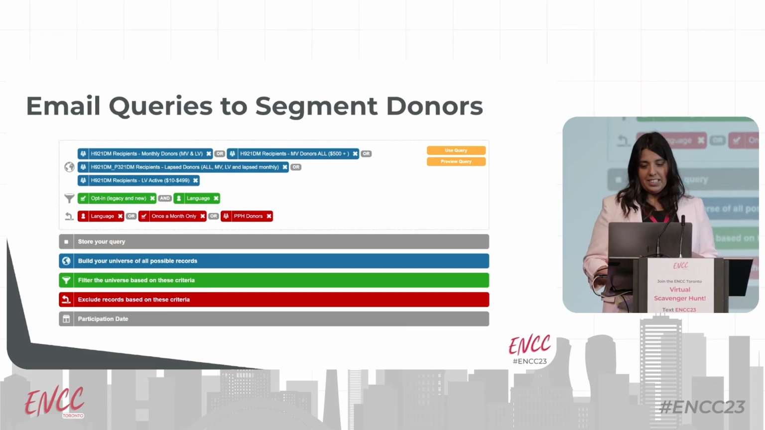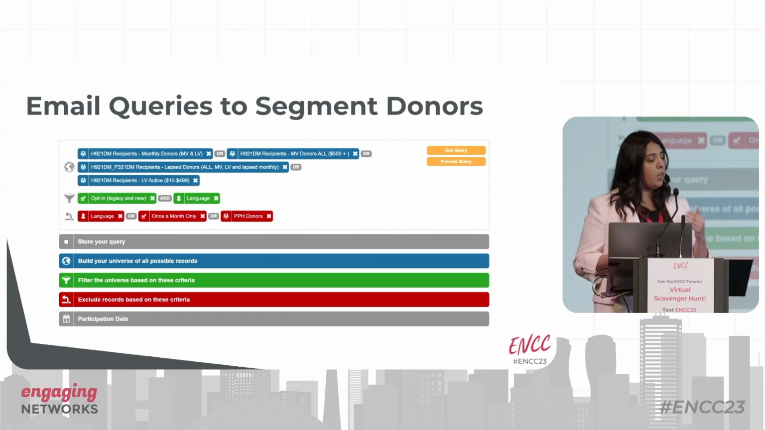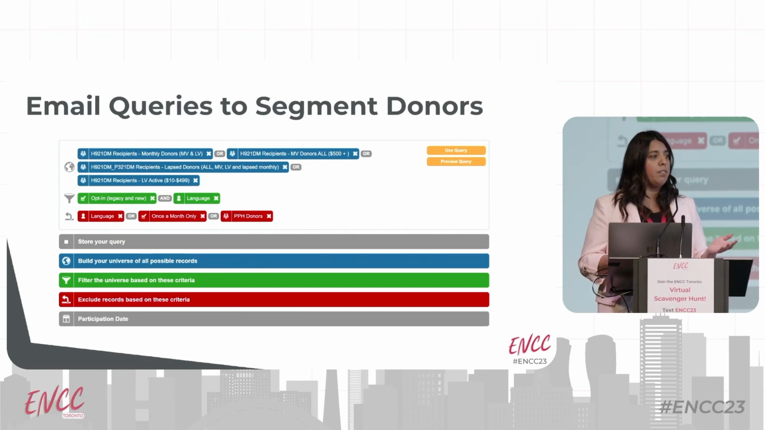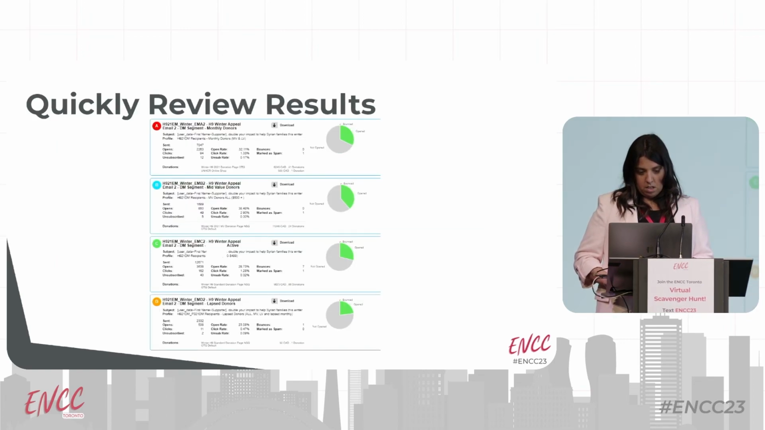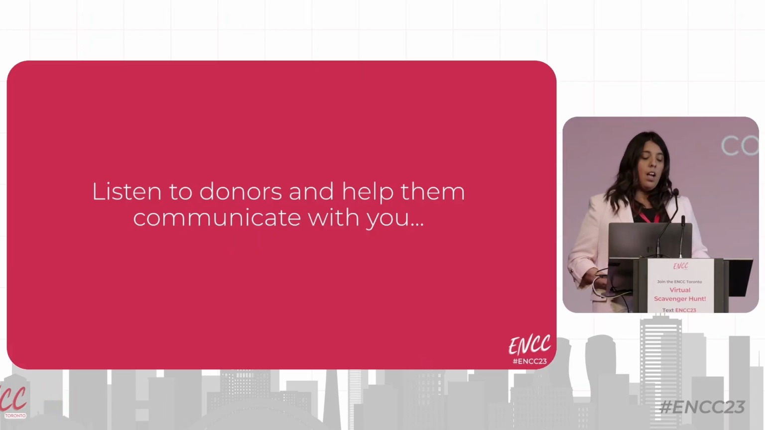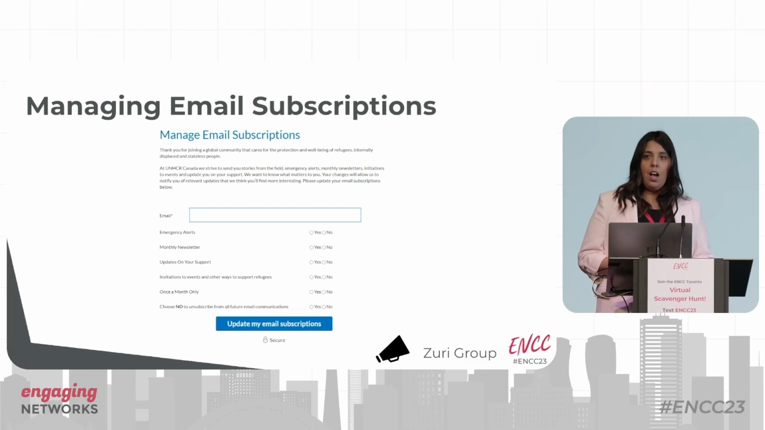And then queries, this was more a note about the different opt-ins and opt-outs that we do. Sometimes when we're sending appeals, we exclude people who are monthly donors because we don't want to be asking them for additional gifts that frequently. And this is just a screenshot of some KPIs. So listen to your donors and help them communicate with you better.